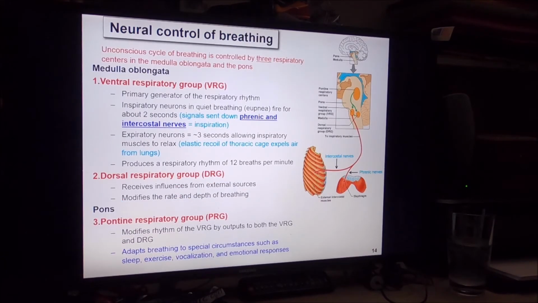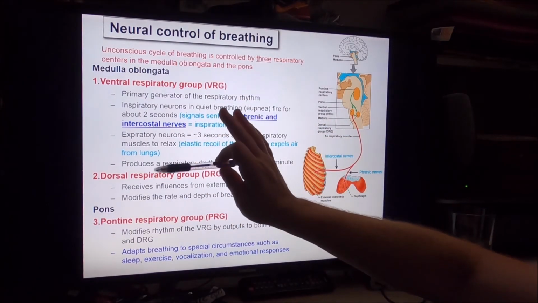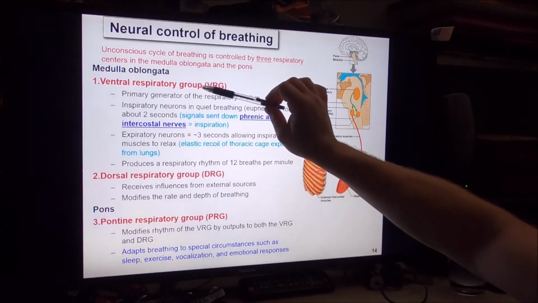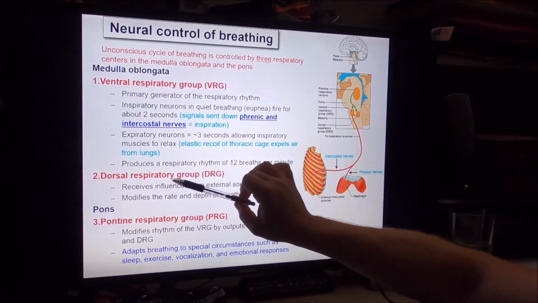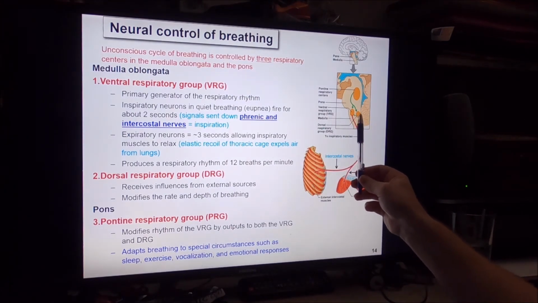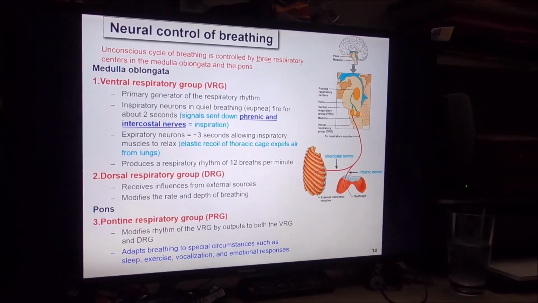Let's see, more neural controls. I go into a little bit more detail here about the medulla oblongata and the pons. There are basically 3 respiratory centers. You don't have to know this, but I'll tell you. There are the ventral respiratory group and the dorsal respiratory group, which are part and parcel with the medulla oblongata down here. And then in the pons, you have the pontine respiratory group.